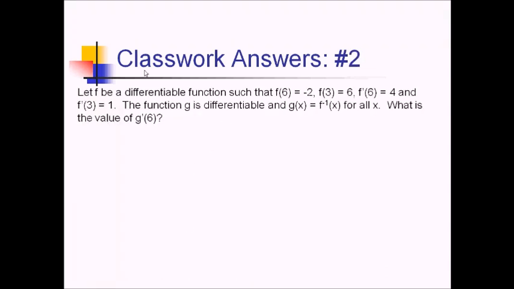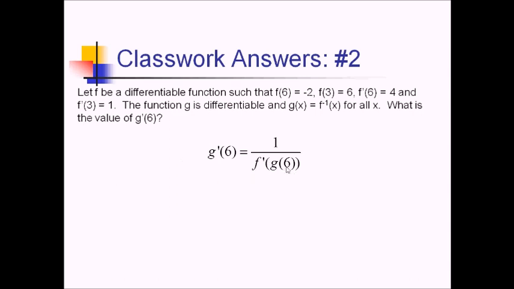For this problem, f is a differentiable function with f of 6 equaling negative 2, and all the rest of this information here. Function g is differentiable, and g of x is the inverse of f for all x values. Based off this, we want the value of g prime of 6. So since g is an inverse, its derivative is going to be 1 over f prime of g of 6. So this is our inverse derivative formula at work here.